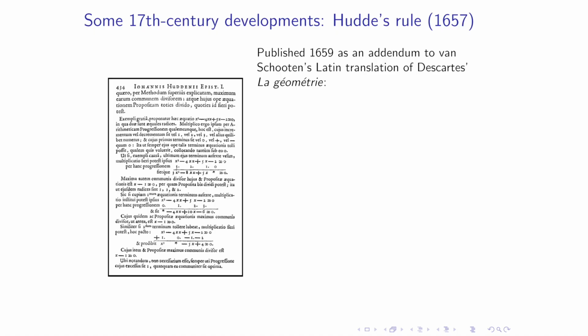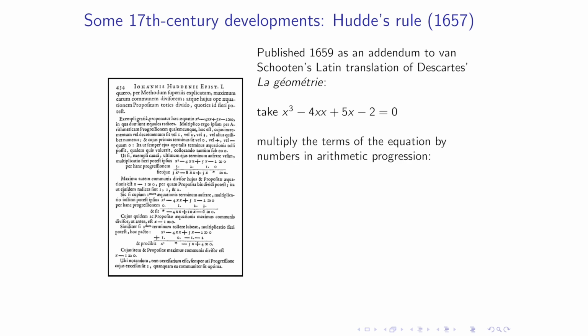So, for example, Hudde's rule that you might have met at some point. Jan Hudde is connected to Frans van Schooten, who produced the Latin translation of Descartes' Geometry. What very little remains of Hudde's writings is appended to this Latin translation, so we don't know a huge amount about what he was doing. But he takes a polynomial of that form, for example. He multiplies the terms of the equation in turn by an arithmetic progression. This turns out to be a useful technique for him.